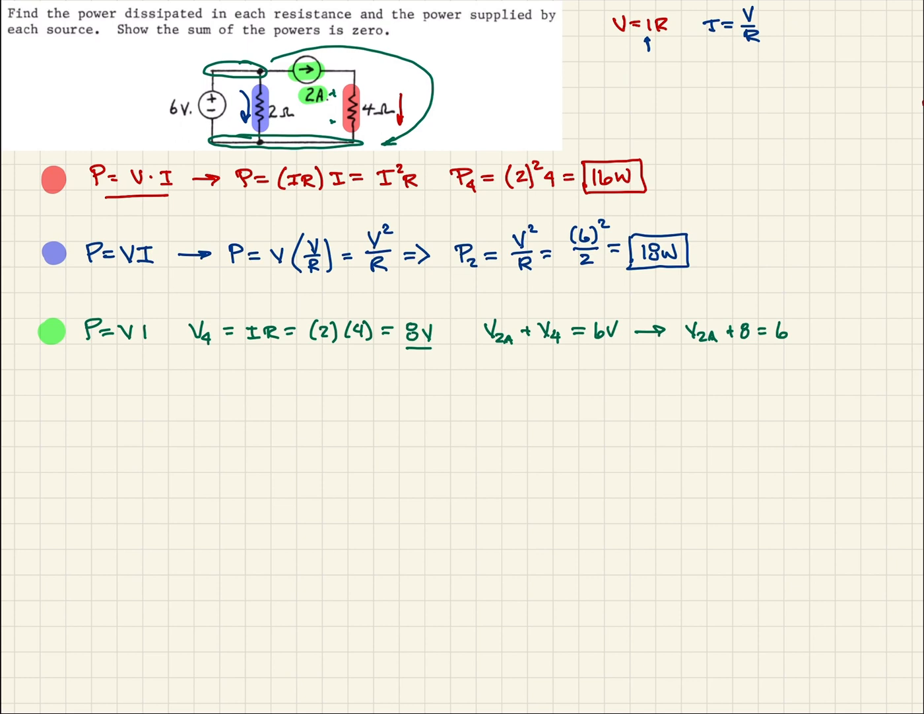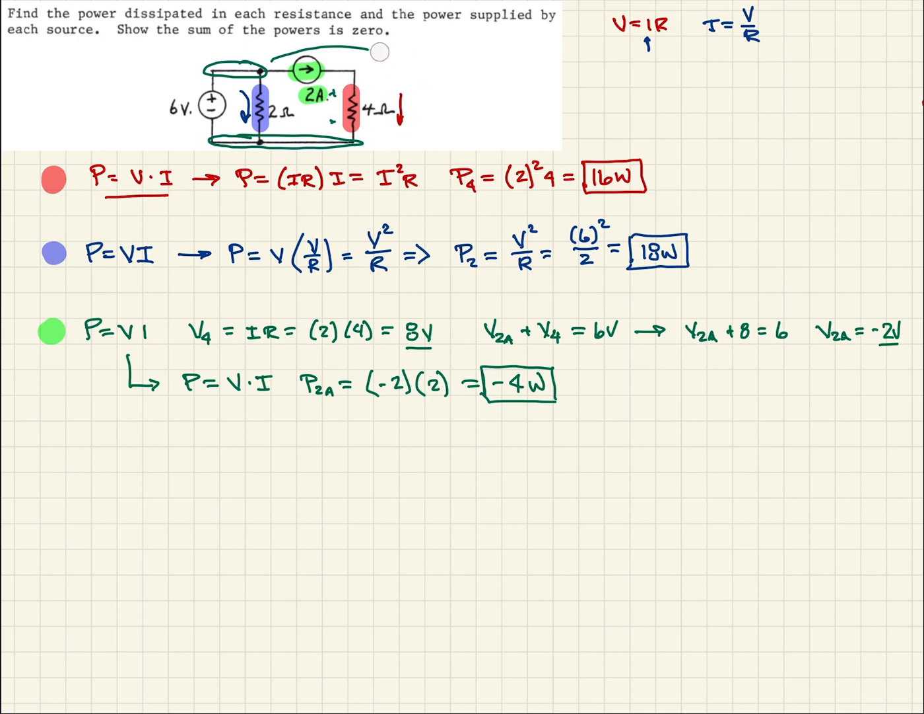So we subtract 8 from each side. So the voltage drop across the 2 amp source has got to be negative 2 volts. Negative 2 volts. So now we come back here to our power equation. We say then the power is equal to the voltage times the current. So for P, for the 2 amp source, that's going to be negative 2 times 2. That gives us a negative 4 watts. And it's negative because it's supplying the power in this case.